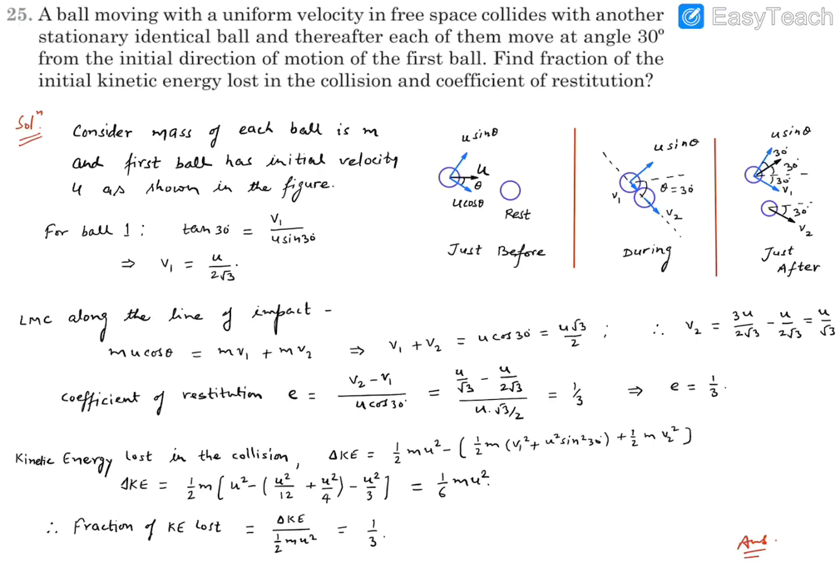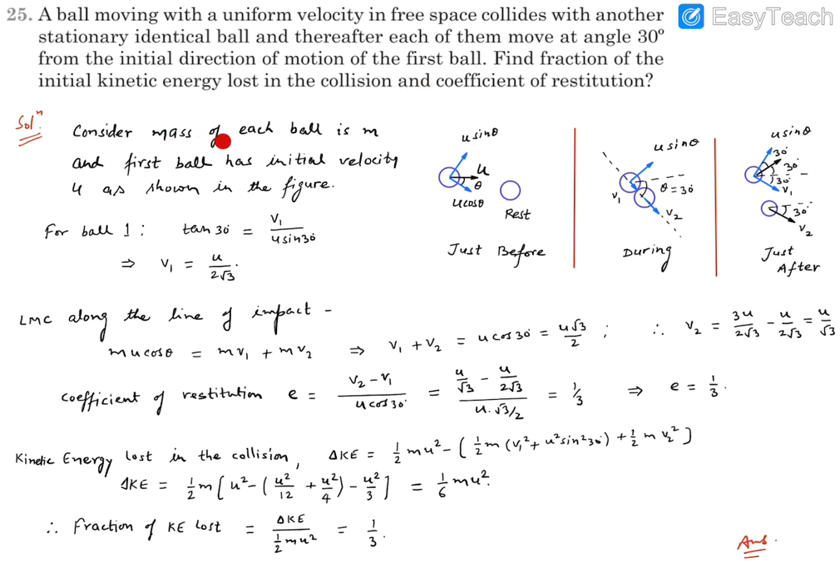25th question that reads: a ball moving with a uniform velocity in free space collides with another stationary identical ball, and thereafter each of them moves at an angle of 30 degrees from the initial direction of motion of the first ball. Find the fraction of the initial kinetic energy lost in the collision and also find the coefficient of restitution.